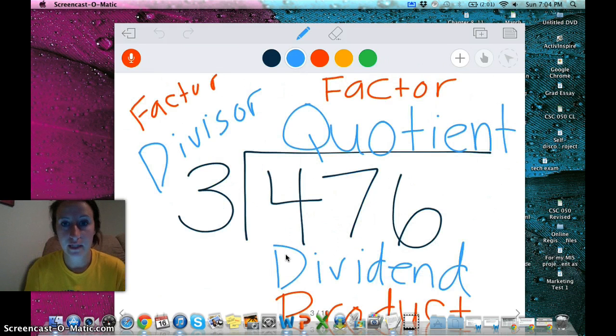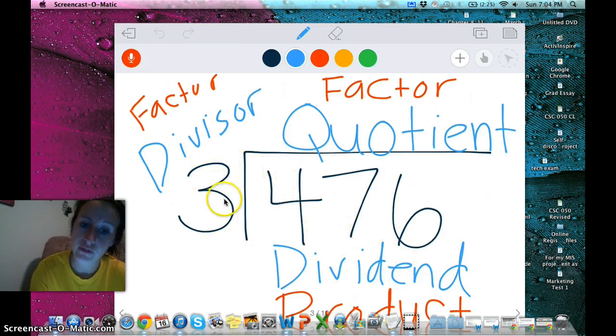For this screen, remember, here we have our quotient. The quotient is the answer to a division problem. Here we have our divisor. This is how many groups you're trying to make. And your dividend is the number of things you have. So 476 things. We want to divide that into 3 groups.